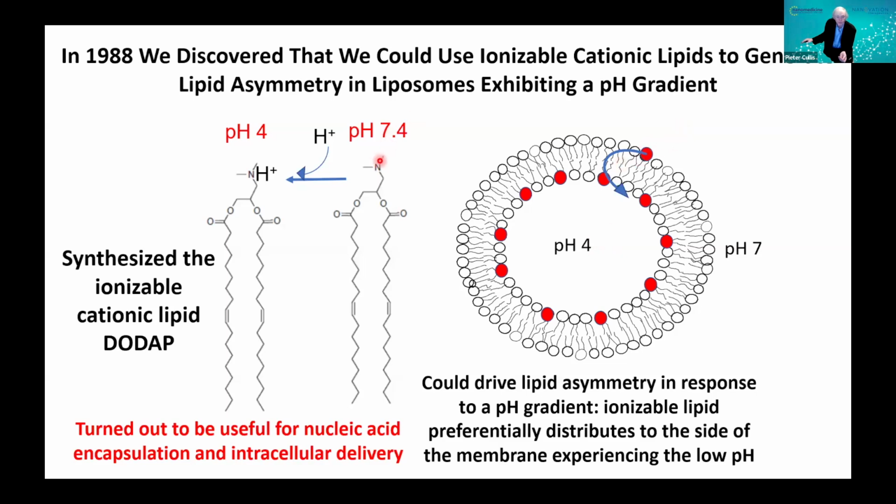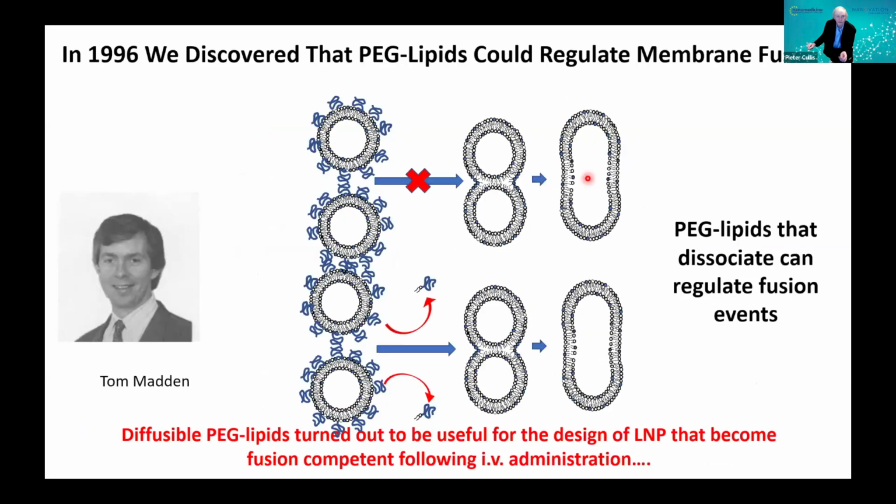The neutral form of these lipids can go across membranes very easily, go to the inside, get protonated, and then get trapped because charged compounds don't get across membranes very easily. And so we could drive these pH gradients, drive lipid asymmetry, and see various functional consequences.